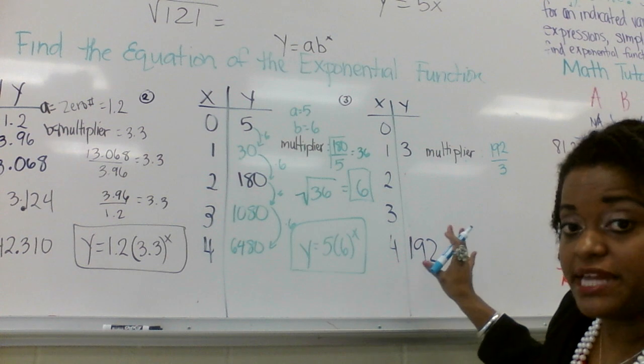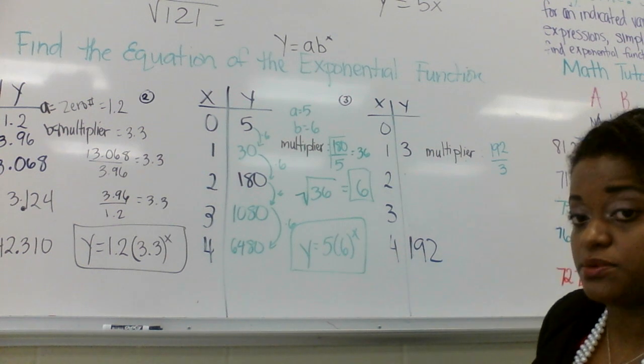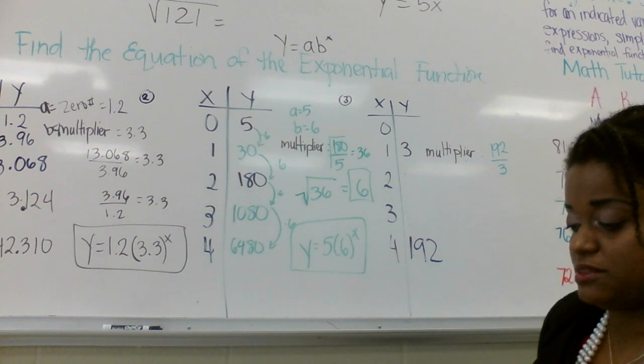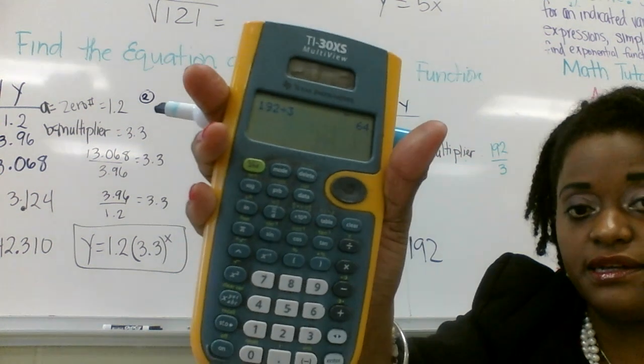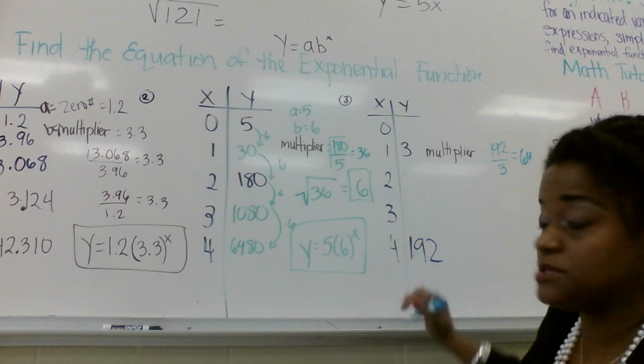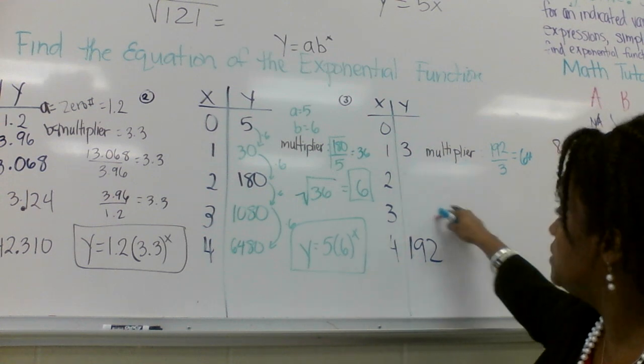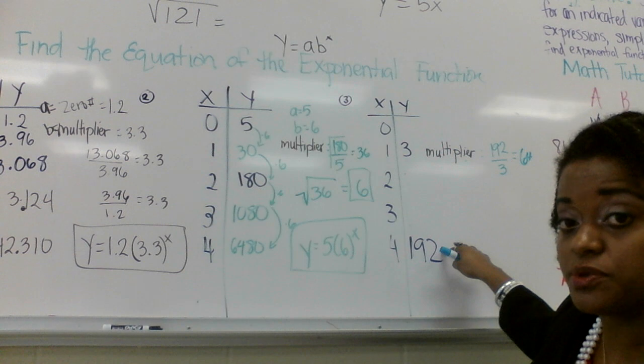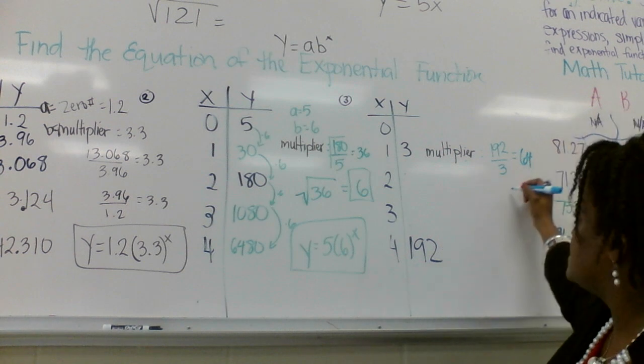And we don't know what root we're taking yet, okay? So I'm not going to take any square roots. We're going to do 192 divided by 3. I get 64. Now, how many numbers did we skip? 1, 2, 3. So I have to take the third root, or the cube root of the 64.